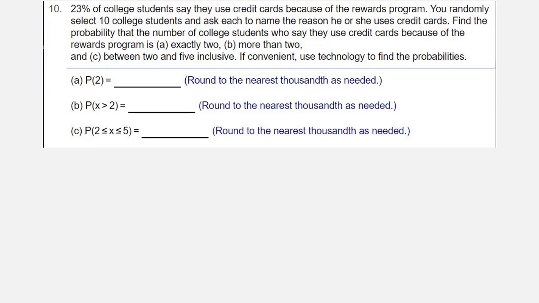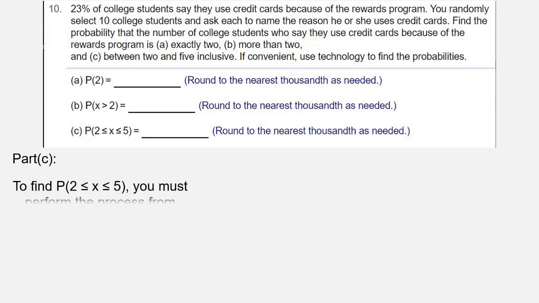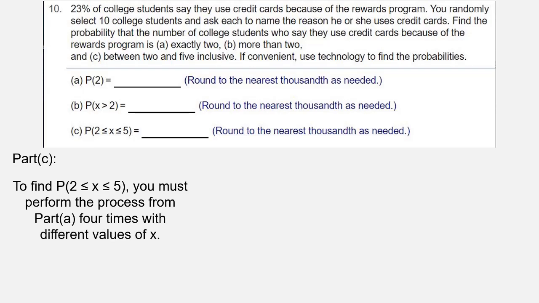Let's go ahead and look at part C. This time, we're looking for the probability that the x falls between 2 and 5. So again, if we were doing that part A process where we just did the formula and plugged in numbers in the formula, then we would have to do 4 separate calculations within that formula. We'd have to do the probability of 2 and 3 and 4 and 5 and add those all together.